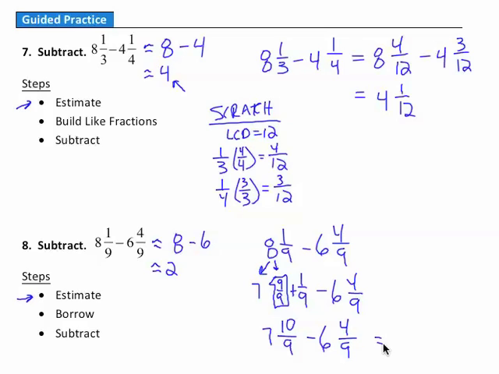7 minus 6 is 1. 10/9 minus 4/9 is going to give me 6/9. And I can simplify 6/9. When I simplify 6/9, I'll get 2/3, so the answer is 1 2/3. My original answer estimate was 2. That's close to that estimate, so I'm confident in this answer.